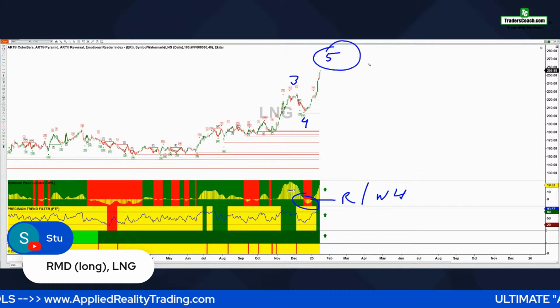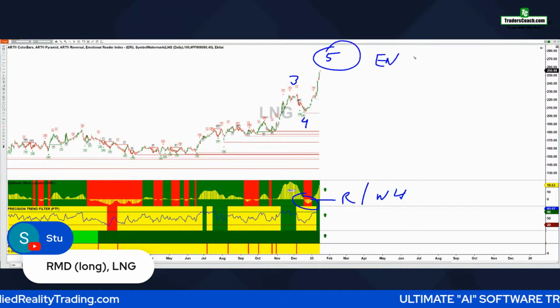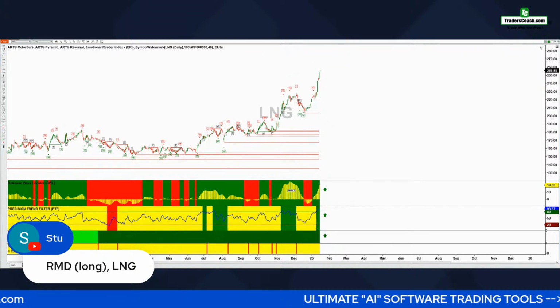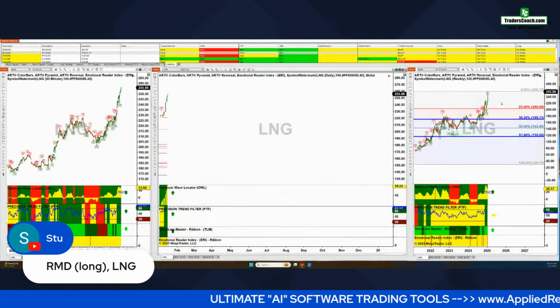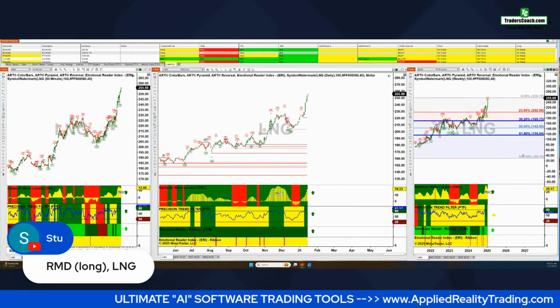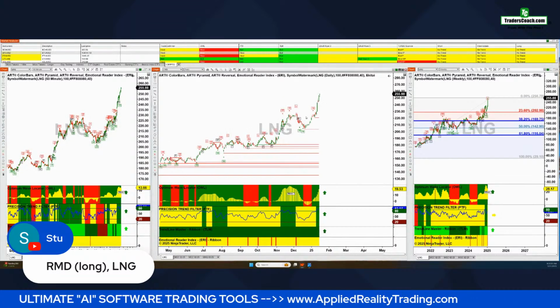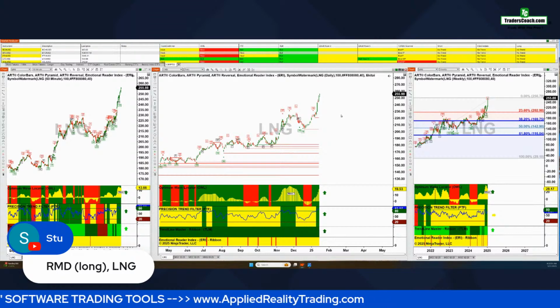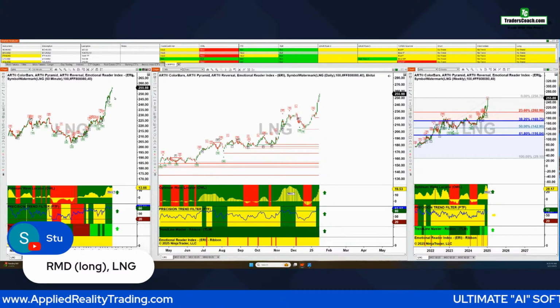And when this 5 ends here, that'll be the end of wave 3 on the weekly chart on the far right, which we're still in wave 3 because there's waves inside waves. So LNG, stay with it. Keep your stop tight. I'd use a 60-minute chart for that.